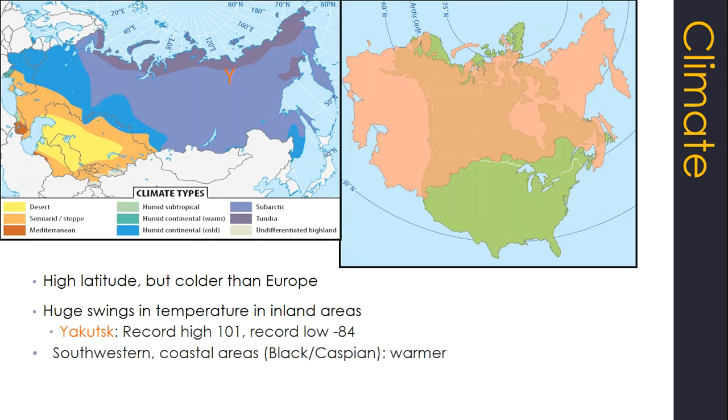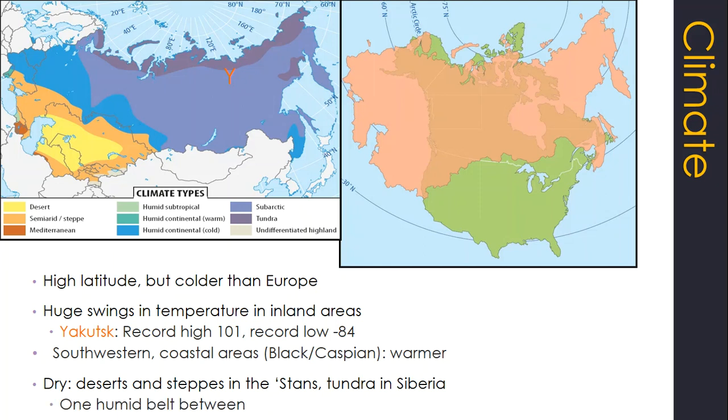The southwestern or coastal areas by the Black and Caspian Seas are much warmer. And they have several deserts and steppes, which a steppe is just something that is slightly wetter than a desert, and the Stans, which we'll talk about. And then we also have frozen tundra in Siberia. And then there's kind of one humid belt in between, which runs right there.